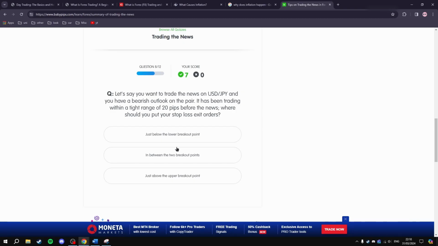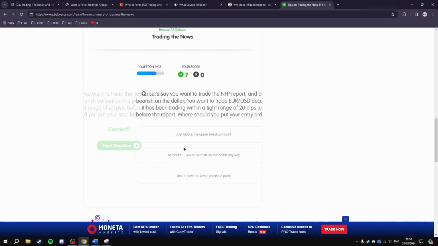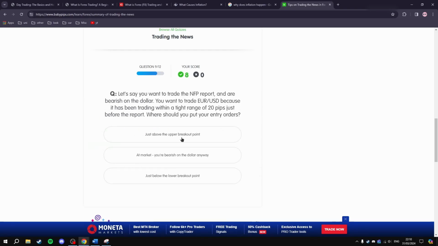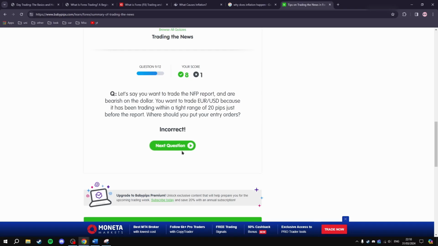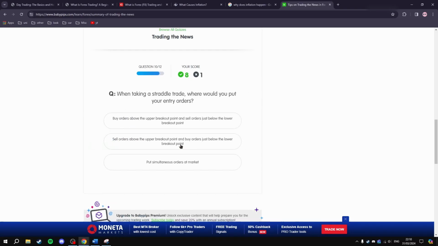Stop loss above the upper breakout. Right, okay. Just before the report, where would you put your entry orders? Bearish on the dollar. It's been trading within a tight range of 20 pips. Is that market? You're bearish on the dollar anyway. It's above the thing. It can't be. When taking a straddle trade, where would you put your entry orders?